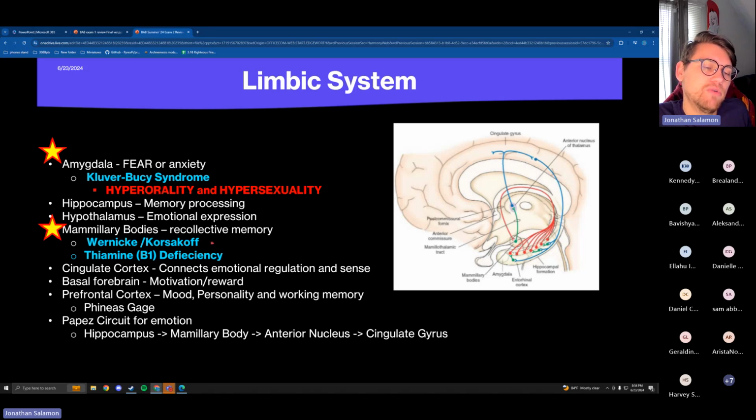This is really big in Wernicke-Korsakoff syndrome. If you have confabulations, which is where you're making stuff up and you don't know that you're making stuff up, it is Wernicke-Korsakoff syndrome. That is what adds the Korsakoff to confabulations. This is caused by a thiamine B1 deficiency in alcoholics, or it can just be caused by general damage or stroke to the mammillary bodies.